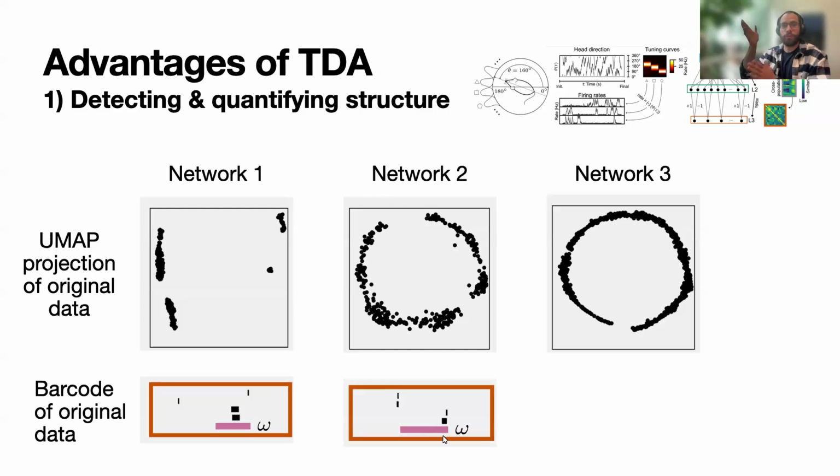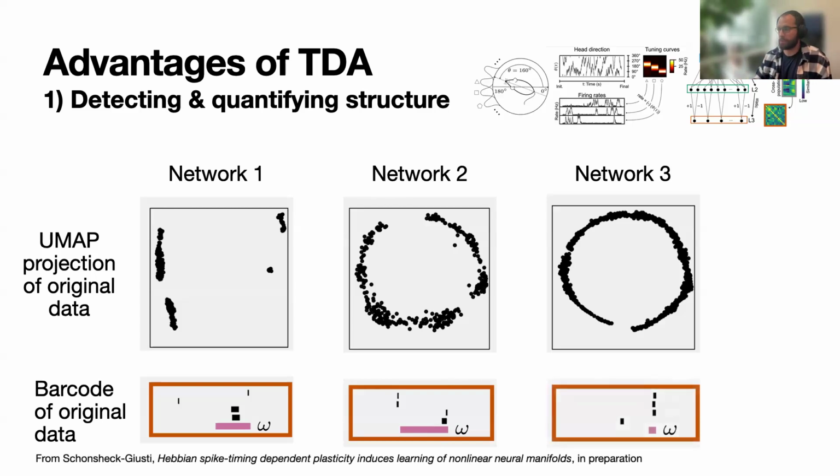So network 1, we could say, is sort of a UMAP false negative. Network 2, the two methods agree. UMAP sees a circle, my barcode sees a circle. But network 3 is sort of a false positive for UMAP. It thinks there's a circle, but if I look at the data directly, I really don't see that.